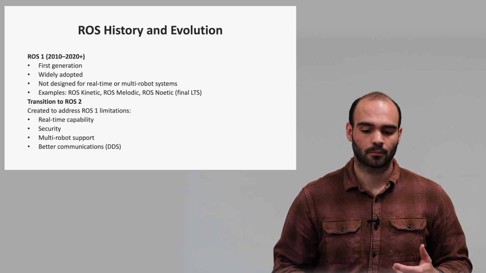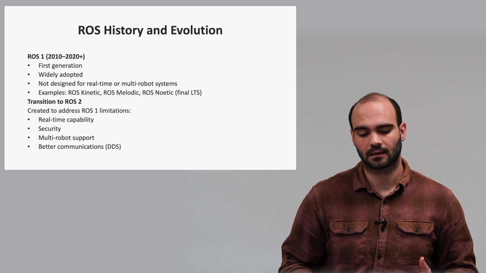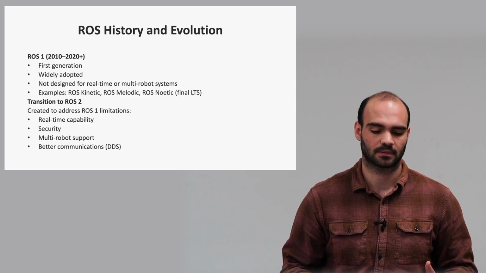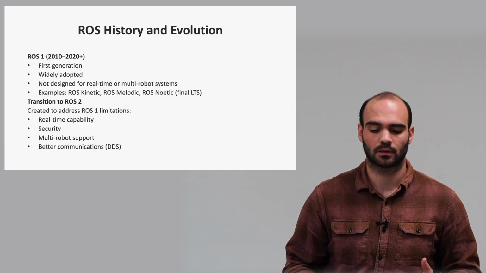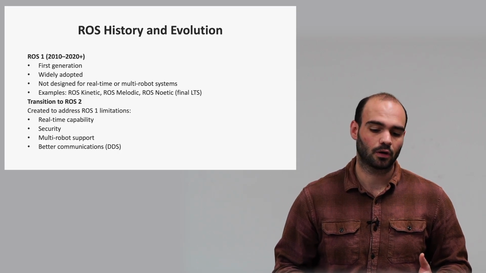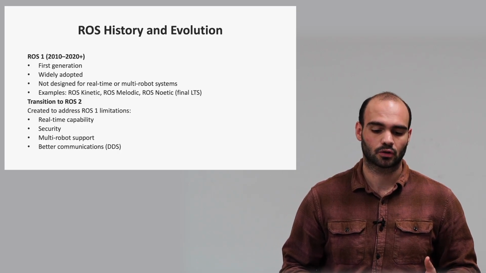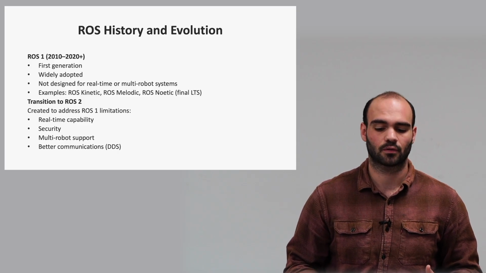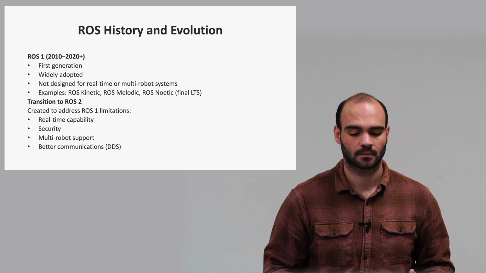ROS 2 brought modern features like real-time communication, better security, and support for multi-robot systems. The most important ROS 2 releases are Humble and Jazzy, which are both long-term releases. ROS 2 is actively developed, more stable, and now the default choice for new robotic projects.